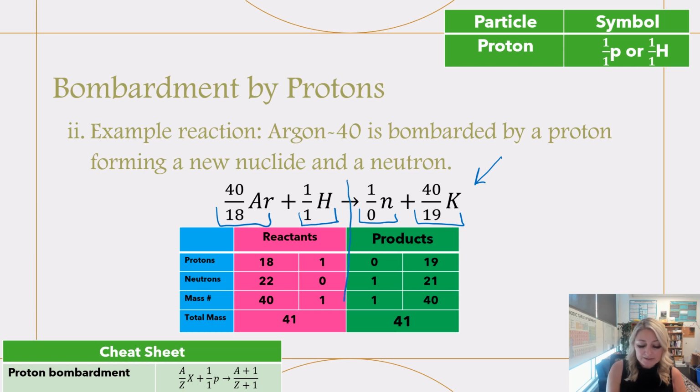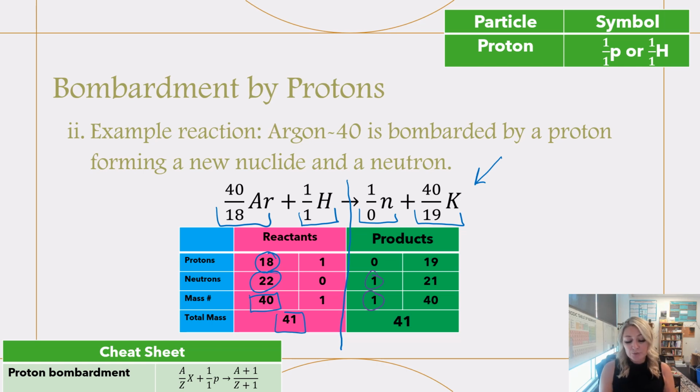Looking at our reactants versus our products, argon has 18 protons. 40 minus 18 is 22 neutrons for a total mass of 40. My proton has 1 proton, no neutrons, but a total mass of 1. So 41 is the overall mass on the reactant side. Doing a similar accounting for our product side, we form a neutron, no protons, 1 neutron, total mass of 1.